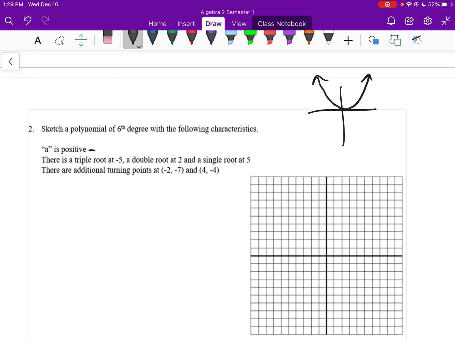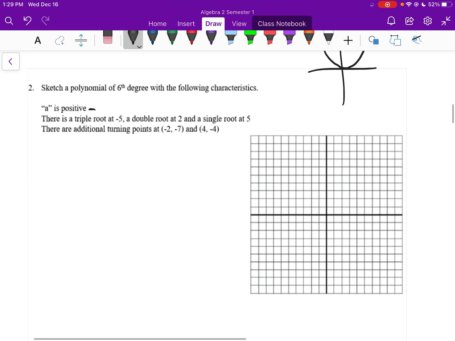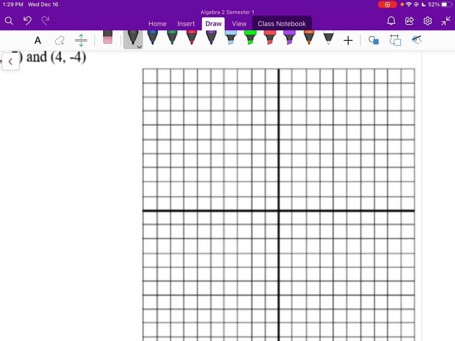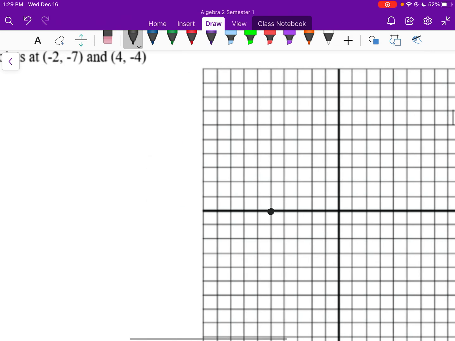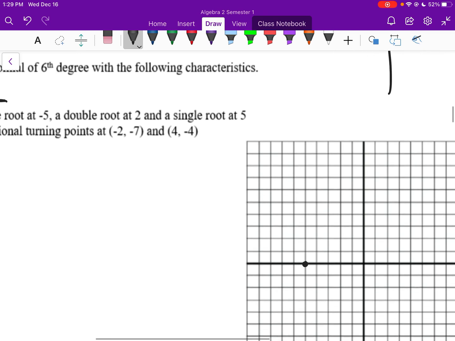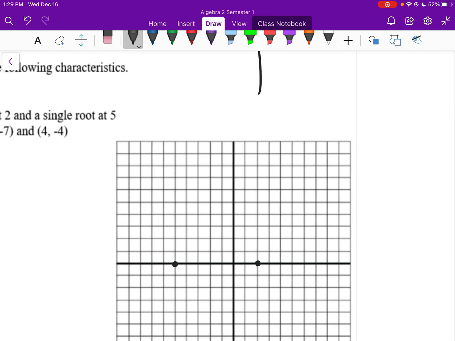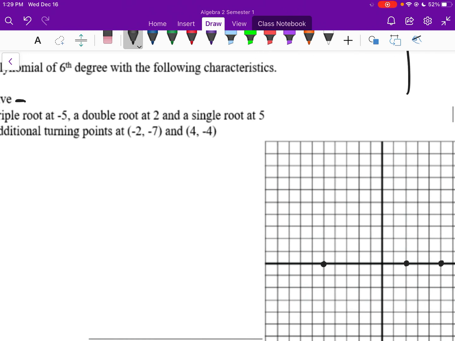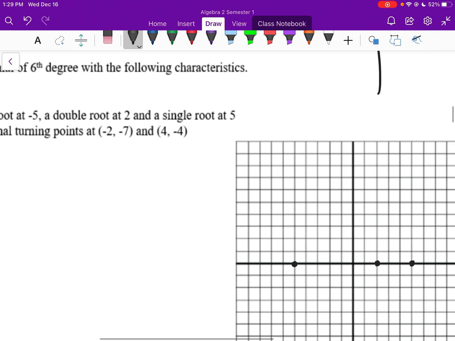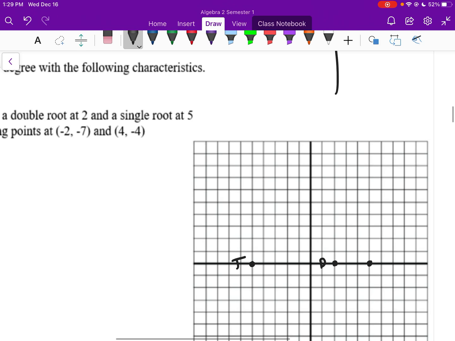Now, there's a triple root at -5. So we're going to go to -5, and 1, 2, 3, 4, 5. So there's a 0. A double root at 2, and a single root at 5. So I know that those are the only 3 spots that this graph will cross through the x-axis or touch. So let's just label those real quick. We said this was a triple, 2 will be a double, and then 5 will be a single.